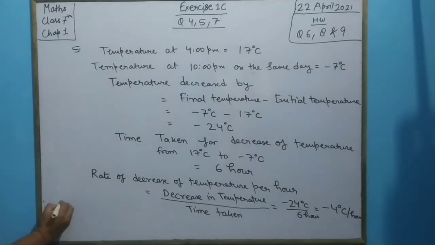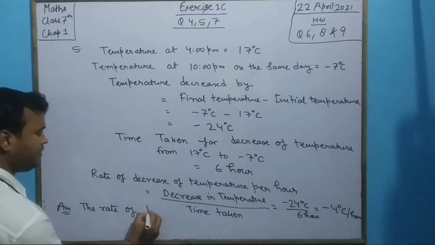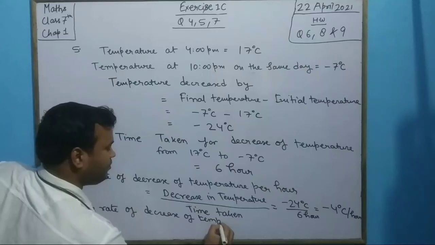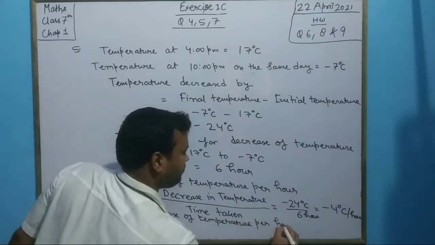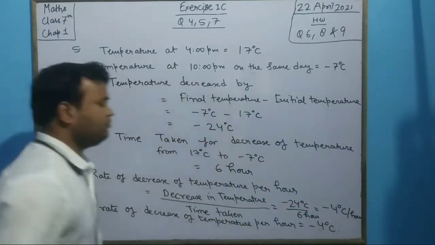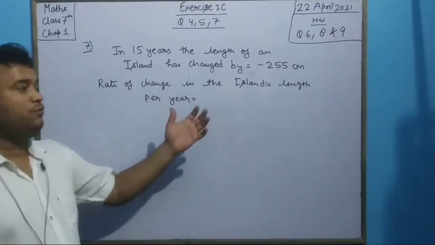Okay, so we can write the final answer. The rate of decrease of temperature per hour is equal to 4 degrees Celsius. So this is the answer. Okay, this is the final question for today.